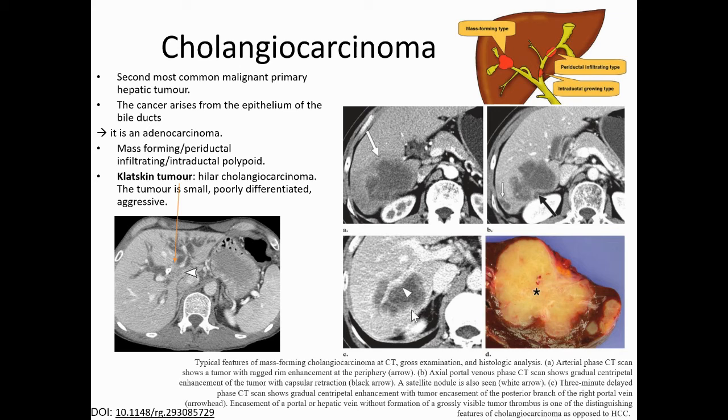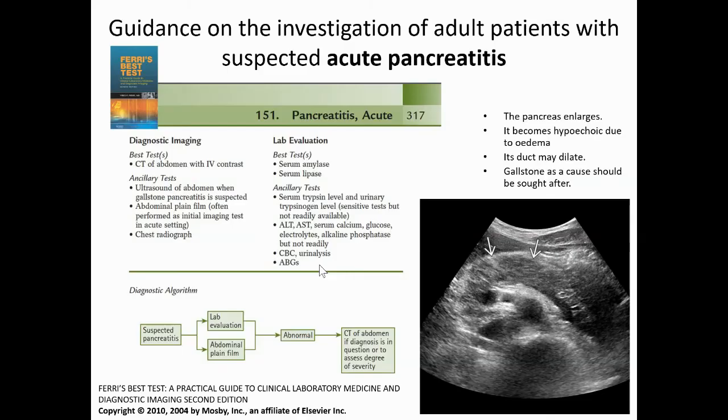And you can see that this lesion in particular, on the late phase, shows that it's encasing, so it's growing around this portal vein. So it's quite an advanced cancer. If it's a periductal infiltrating type, and if it's in the hilum of the liver, these are usually small, but they're quite aggressive, and they cause significant bile duct enlargement or dilatation. This is a Klatskin type of tumor. So all of these are cholangiocarcinomas.